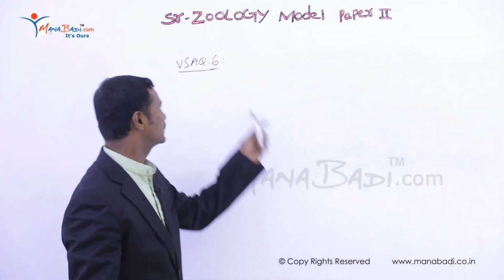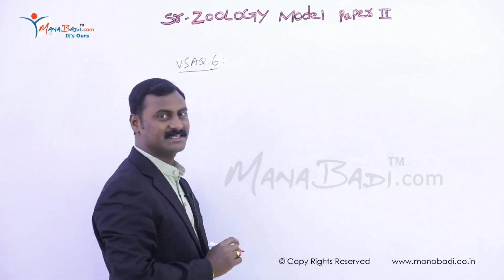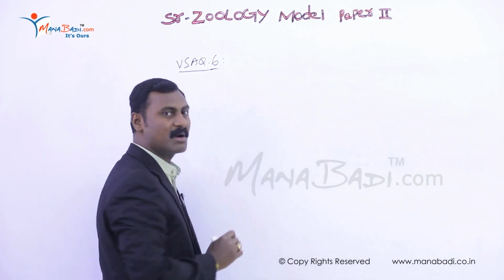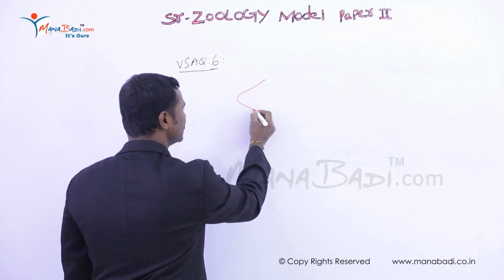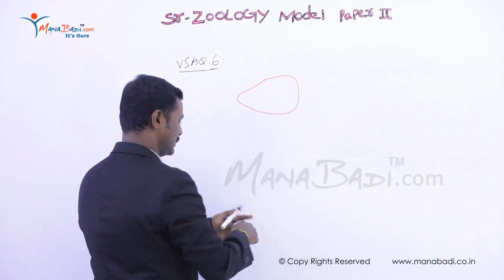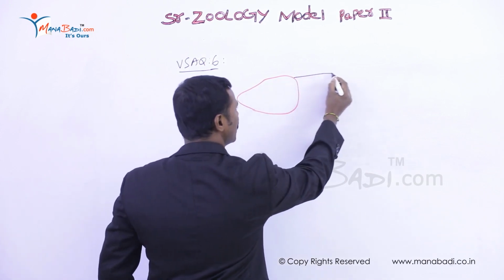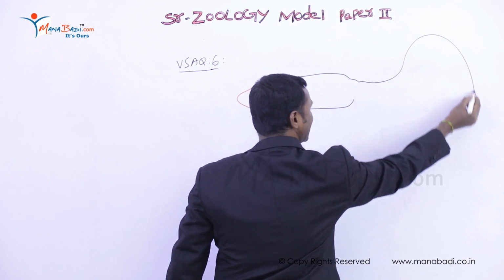Okay students, let us discuss question number 6. This is a diagram question. Draw the diagram of a sperm. You know a sperm consists of 3 parts. This is part 1, this is part 2, and this is the tail.